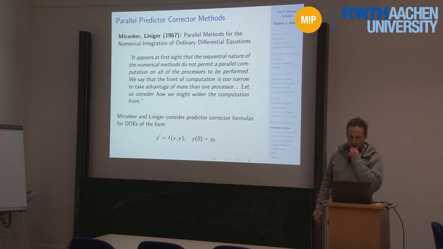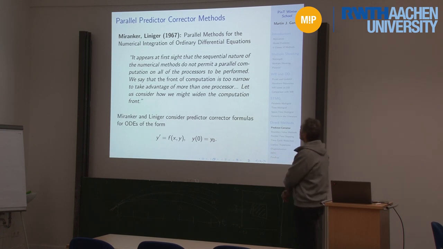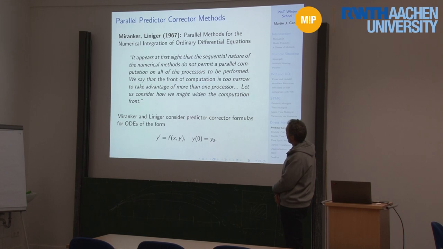So the first one is the Miranker-Liniger method from 1967. And it's a very clever and very simple idea. And they start again with a quote. They say, it appears at first sight that the sequential nature of the numerical methods does not permit the parallel computation on all of the processes to be performed. We say that the front of computation is too narrow to take advantage of more than one process. Let us consider how we might widen the computation front. So you see, same start. They say it's maybe not possible, but let's try.